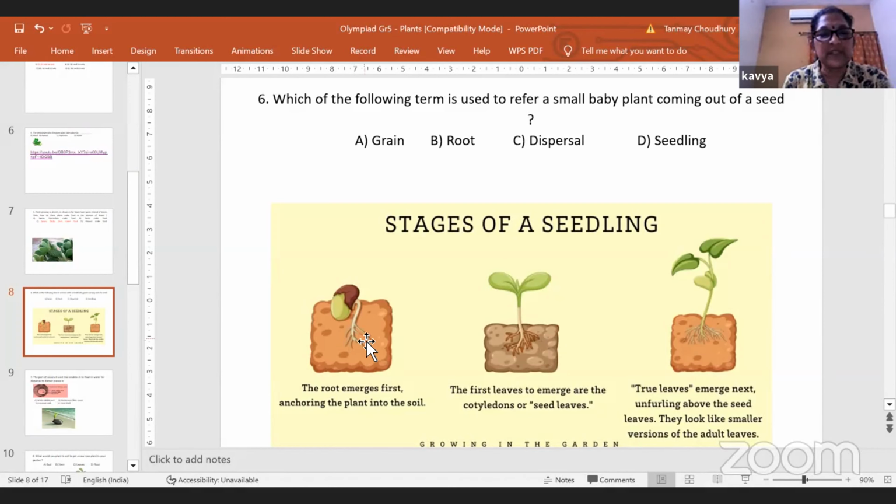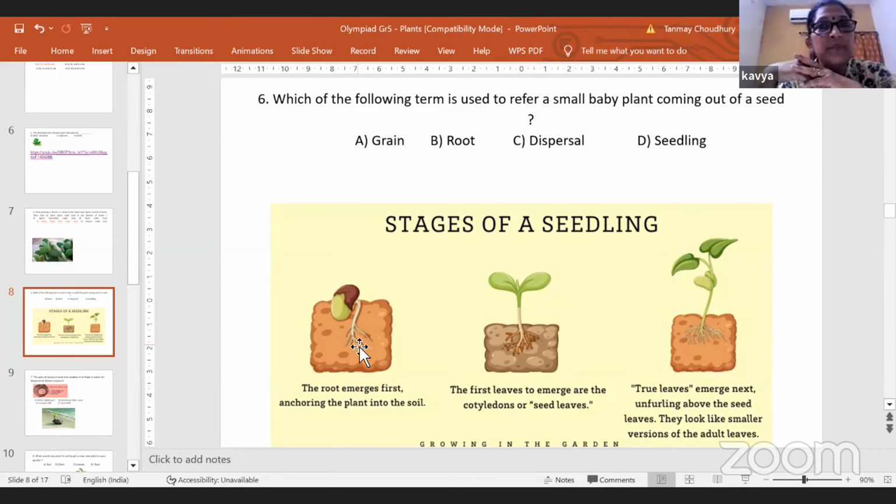When the seed germinates, it absorbs water. The outer seed coat becomes soft, because when the seed absorbs moisture, the seed becomes bigger. So the seed coat splits and the root emerges first. The radicle, in my next few slides, we'll see the parts of the seed also, but we'll do this question first. So the root emerges first. Definitely the root has to emerge.